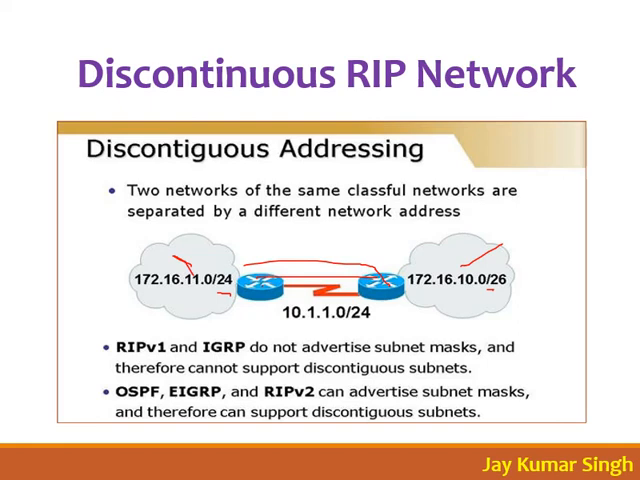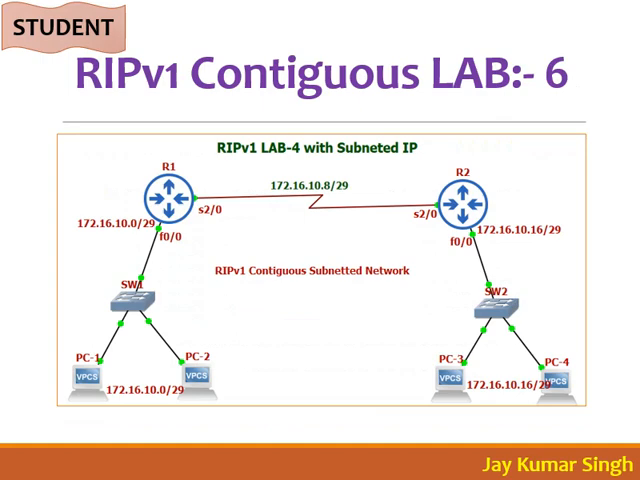So in RIP 1, they do not advertise the subnet mask, and therefore they cannot support discontiguous subnets. If it is a contiguous subnet, no problem, they will communicate. Okay, OSPF, EIGRP and RIP version 2 can advertise the subnet mask, and therefore they can support discontiguous networks also. So see, RIP version 1, contiguous network.